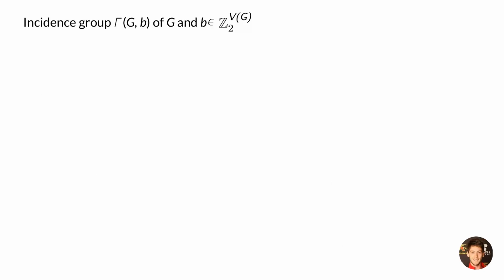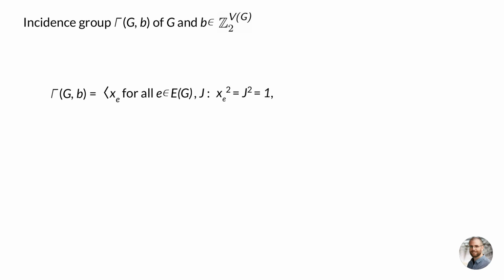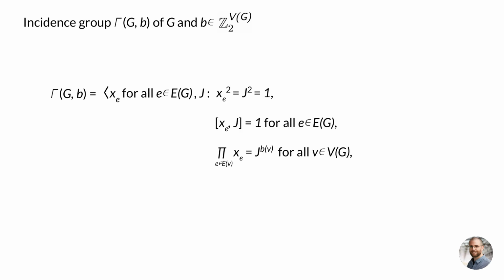In this paper, we study the incidence group associated to a graph G and a vertex labeling b. This is defined as the finitely presented group generated by variables x_e for e an edge of G, along with another generator j to act as scalars from Z2, such that each generator has order 2, the element j is central, for every vertex v the product over generators of edges incident to v is equal to j to the label of v, and lastly, two generators commute if their edges are incident to a common vertex.